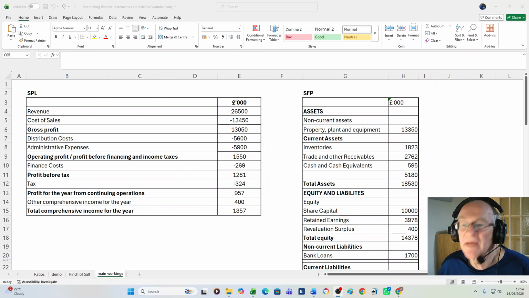Hello accounts people, time to have a look at ratio analysis for AAT, T-level accounts, or in fact any other accounting course. Let's have a look then. So different parts to it.